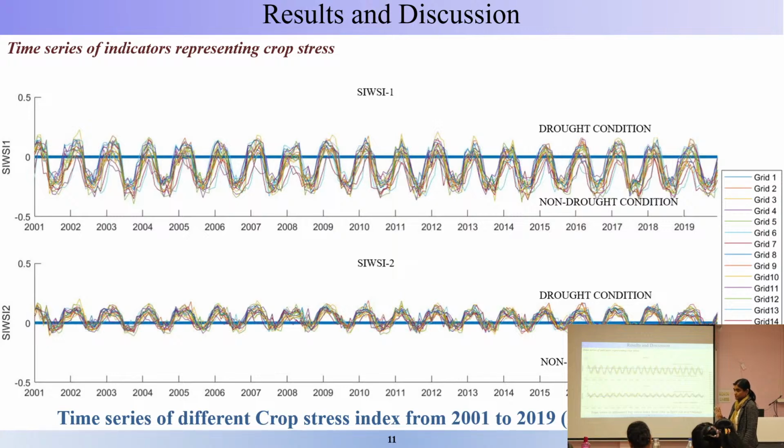18 grids, yes, as per the data's resolution. So some data were very high resolution, some were very coarse. So finally, we had to look at the coarse part. And that is why only 18 grids for entire Odisha. Okay.